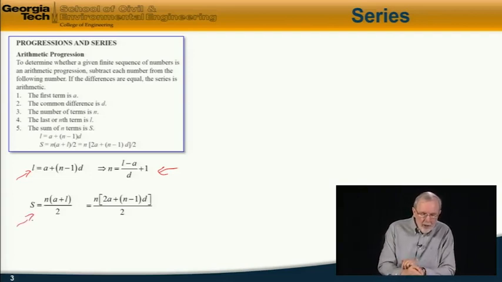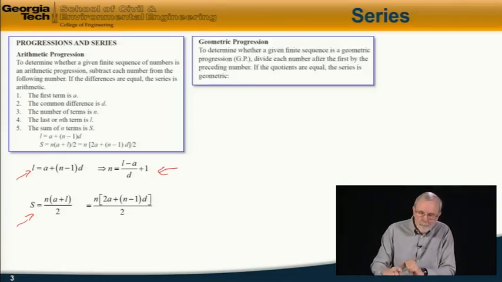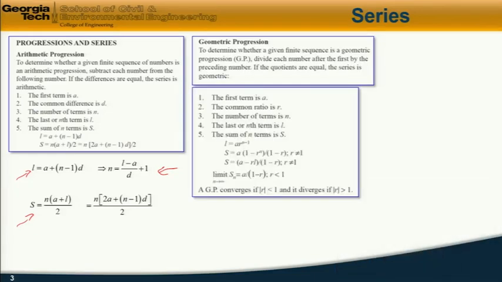And the summation of the series S is given by either this expression, n times a plus l over 2, or equivalently, n multiplied by 2a plus n minus 1 d, over 2. A geometric progression is a sequence of numbers which increases each term by a constant multiple that we denote by r. So here again are the relevant equations from the handbook.